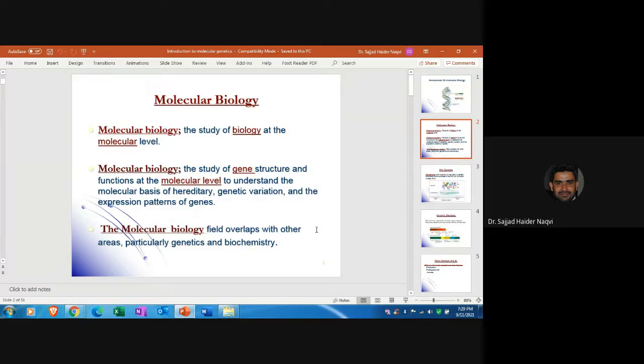Specifically, it is a branch which deals with the study of gene structure and the function of the gene at the molecular level, to understand how genetic variation takes place, how the genetic information is transmitted from one generation to another generation, that is called heredity, and what is the expression pattern of the genes. So in molecular biology, we'll be going through the gene structure, how the genes are expressed, how genetic variation takes place, how DNA replication takes place, and so on and so forth. The molecular biology field overlaps with other disciplines, particularly genetics and biochemistry.